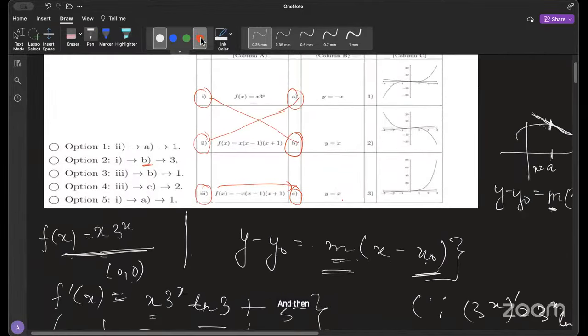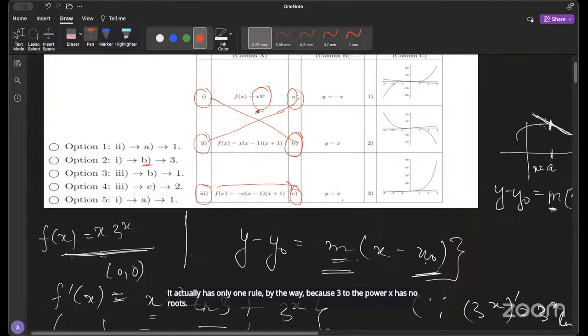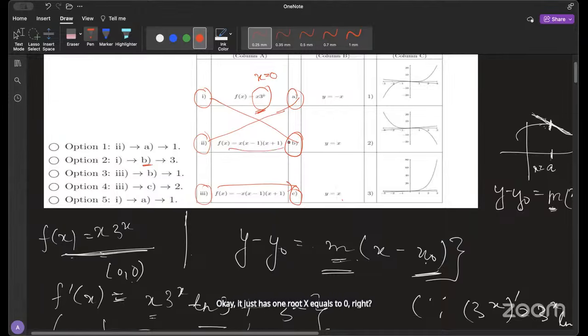And then coming to the graphs, the first thing that you have is x to the, let's just find the roots of these things. What's the root of this? The known root. It actually has only one root, by the way, because 3 to the power x has no roots. What's the root of this? Okay, it just has one root, x equals 0, right? What about this one? 0, plus 1, minus 1. 0 and plus minus 1. And this one also has the same roots, 0 and plus minus 1.